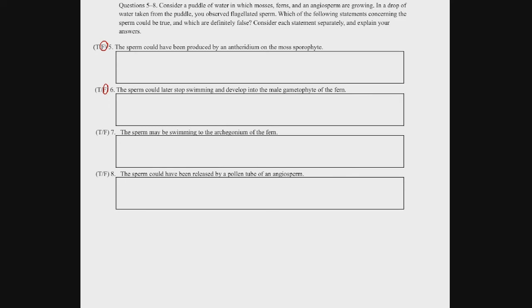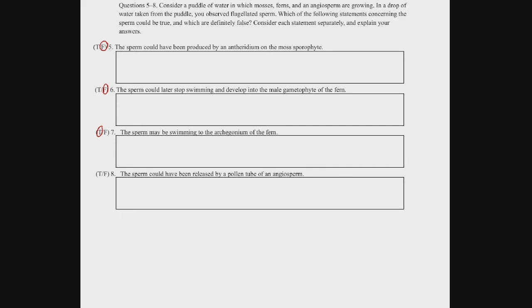7. The sperm may be swimming to the archegonium of the fern. The archegonium is the female sex organ in mosses, liverworts, ferns, other plants as such. And this could be true because sperm from the antheridia of fern gametophytes fertilize the egg in the archegonium, and that's what produces the diploid sporophyte.